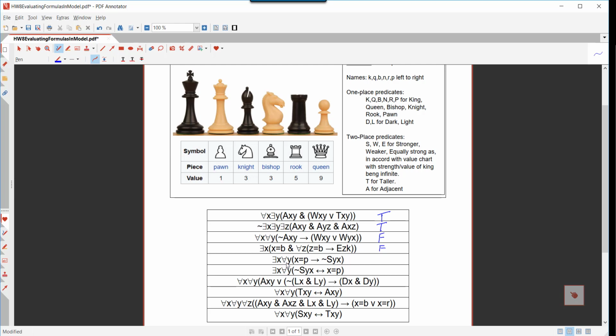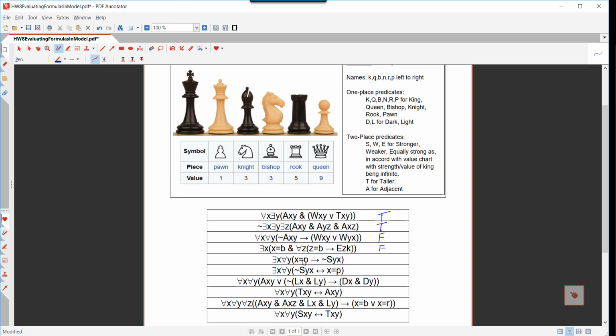So there exists an x such that for all y, if x is identical to the pawn, then it's not the case that y is stronger than x. Now, this is one of those strange ones where we might struggle for the meaning of it. It's an existential, it's a conditionalized existential. So there exists an x such that if it's something, then something else, a relatively unusual English sentence.